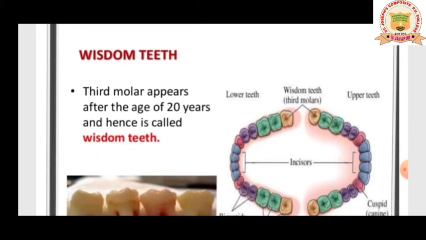Now you might have heard about another tooth which appears after the age of 20. We call it wisdom teeth. The third molar appears after the age of 20 years and hence it is called wisdom teeth. That tooth is also a molar only, no new name for that. It is a molar itself, which we call the third molar, after premolar and molar, and the name is wisdom teeth.